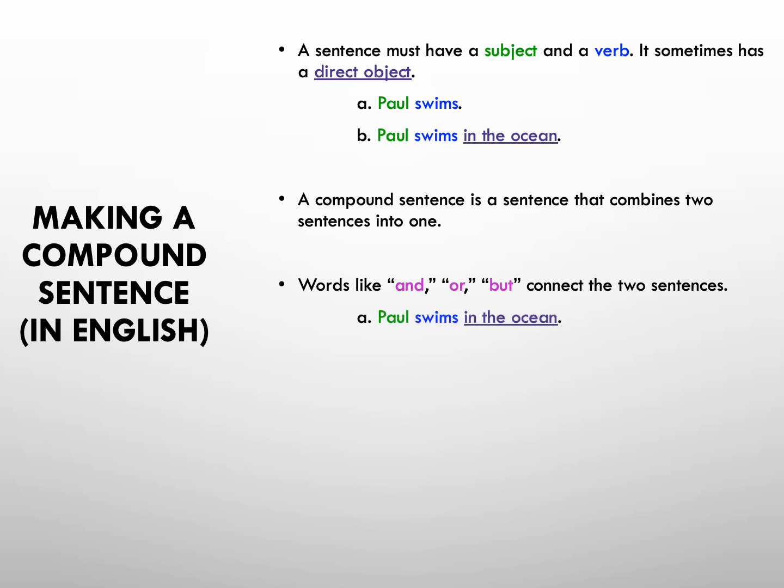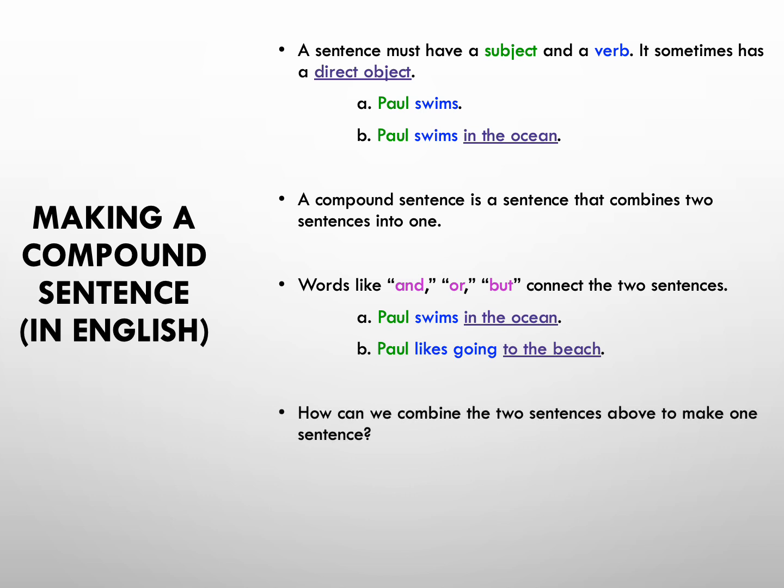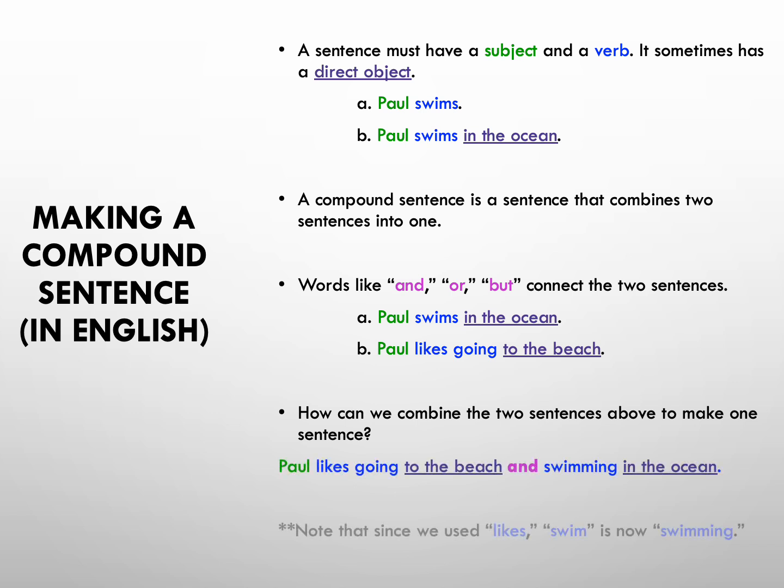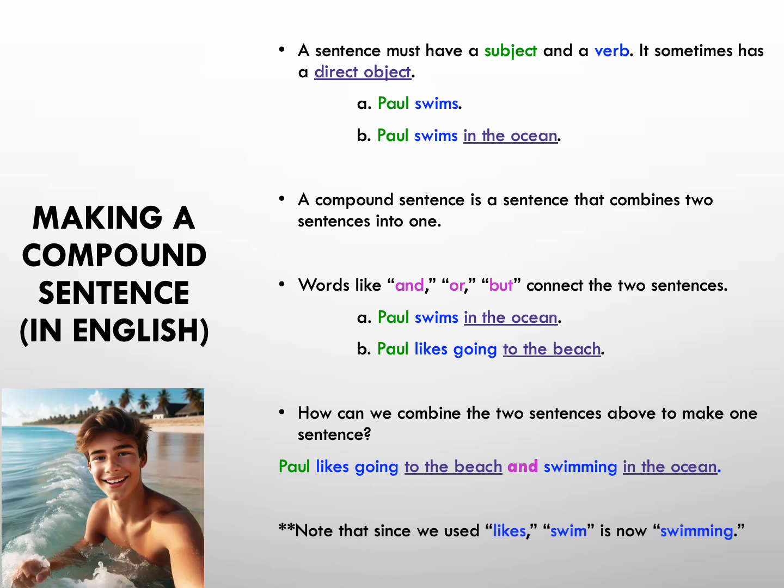Paul swims in the ocean. Paul likes going to the beach. How can we combine the two sentences above to make one sentence? Paul likes going to the beach and swimming in the ocean. Note that since we used likes, swim is now swimming.